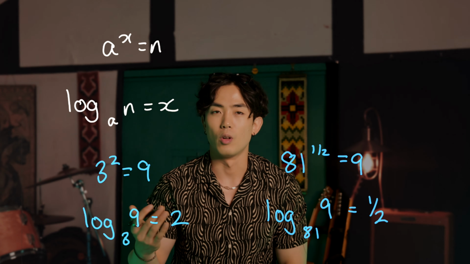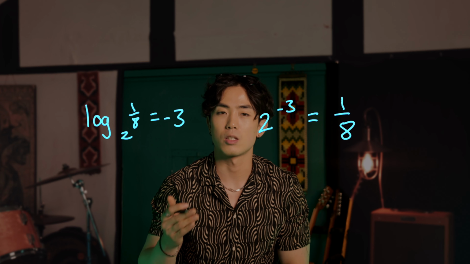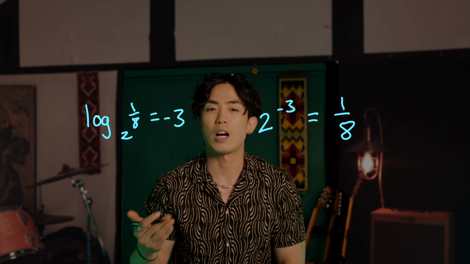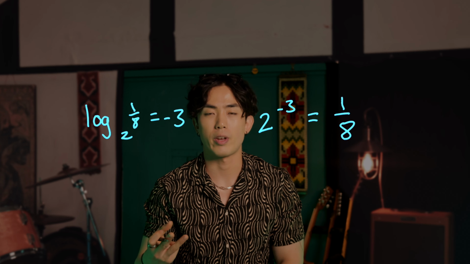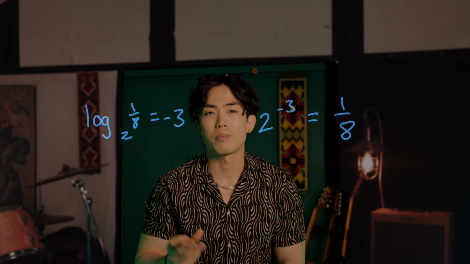We can also go from logs back to exponential form. So if I had log 1 over 8 to the base 2 is equal to negative 3, that will in turn be, in exponential form, 2 to the power of minus 3 is equal to 1 over 8. It takes some time to practice going back and forth, but you need to be very comfortable with going from log form to exponential form.